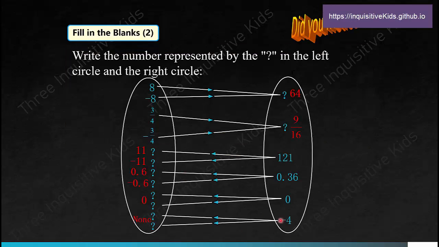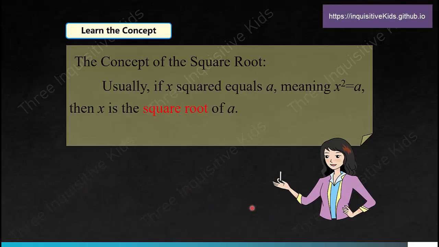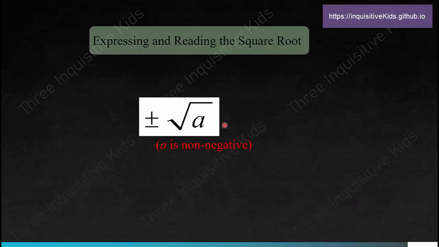So why is negative 4 none? Well, now that's when we come to the concept of the square root. Usually if x is just a number, a variable, and x squared equals a, then x is the square root of a. So here's how we express it.